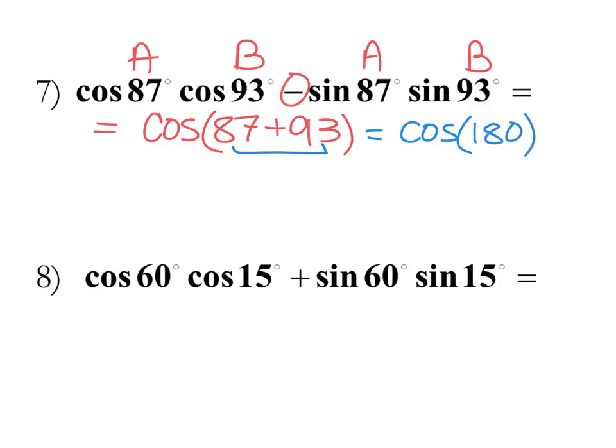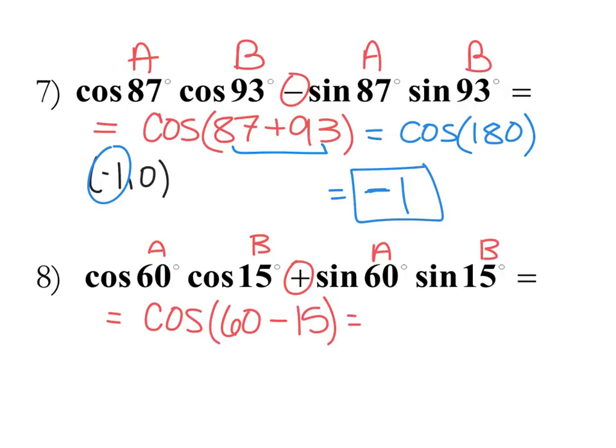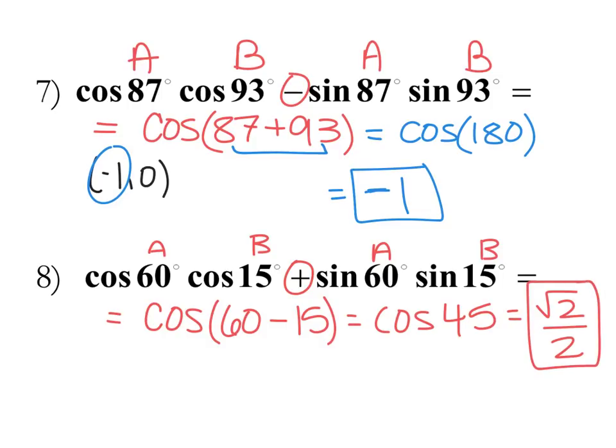Awesome. Thinking of the unit circle, 180 is at the point -1, 0. Cosine is my x value. This answer is just -1. Wow. Same thing with the next one, guys. I'm noticing cosine, cosine, sine, sine, A and B are the same, so I can rewrite this as cosine of 60 minus, switch the sign, 15, which is the same as cosine of 45, and cosine of 45 is root 2 over 2. And I'm done. Love those.